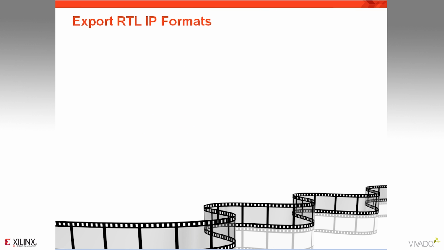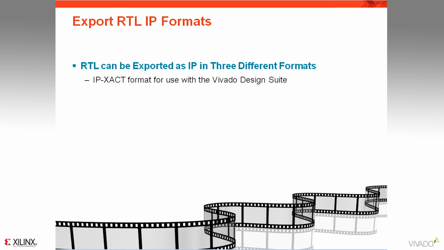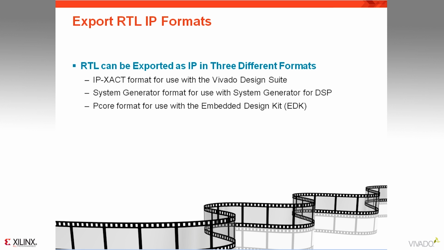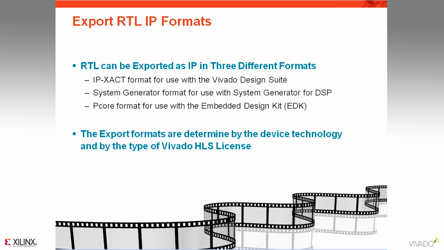In Vivado HLS, the RTL can be exported as IP in three different formats. IP exact format for use with the Vivado design suite, system generator format for use with system generator for DSP, and Pcore format for use with the Xilinx Embedded Design Kit, or EDK. The export formats are determined by the device technology used for high-level synthesis and by the type of Vivado HLS license. First, let's review the type of Vivado HLS licenses.